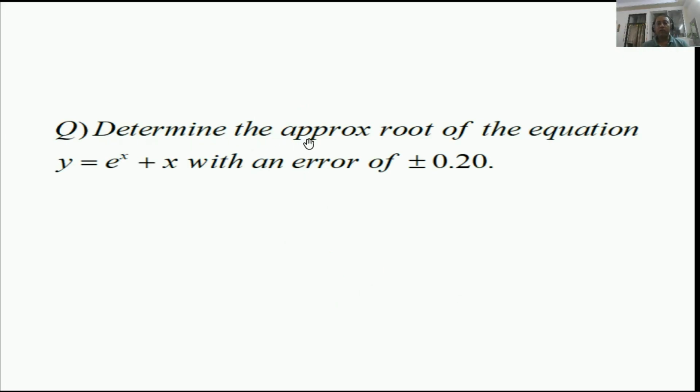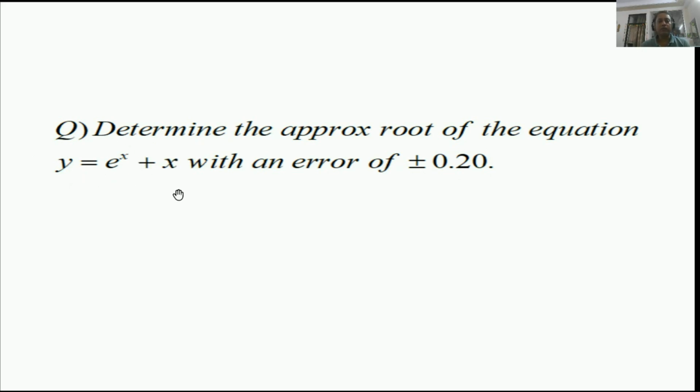Now we will learn the Regula Falsi method by solving a question. The question is: determine the approximate root of the equation y equals e to the power x plus x, with an error of plus minus 0.20. The root of this function is where y becomes 0, meaning for what x the y becomes 0. Plus minus 0.20 is the error allowed in this analysis. So we have to find the approximate root of this equation.